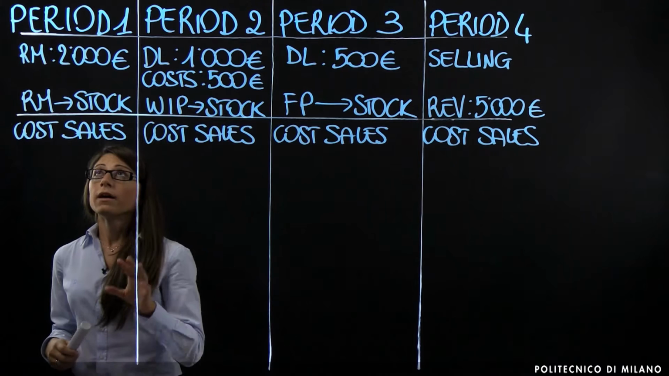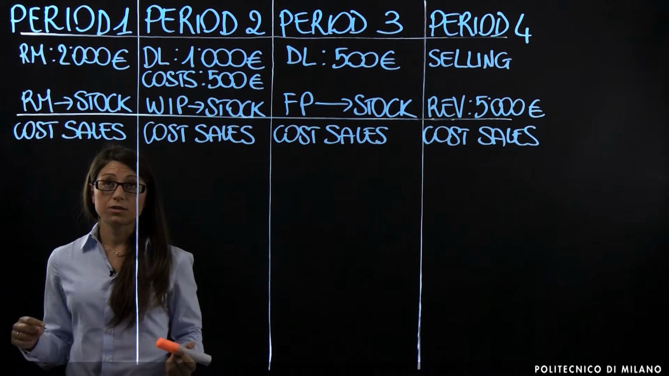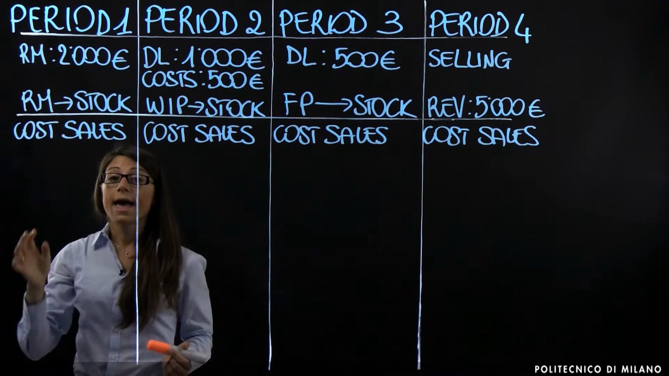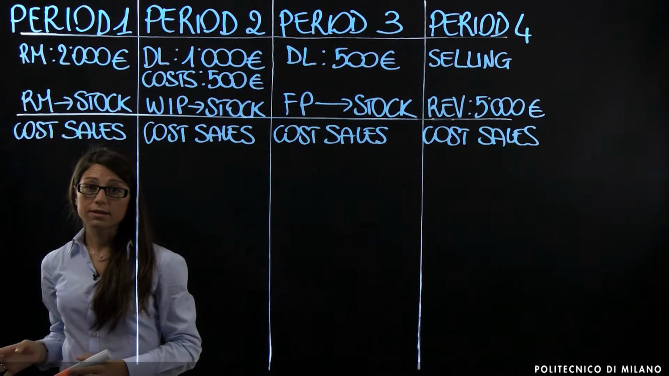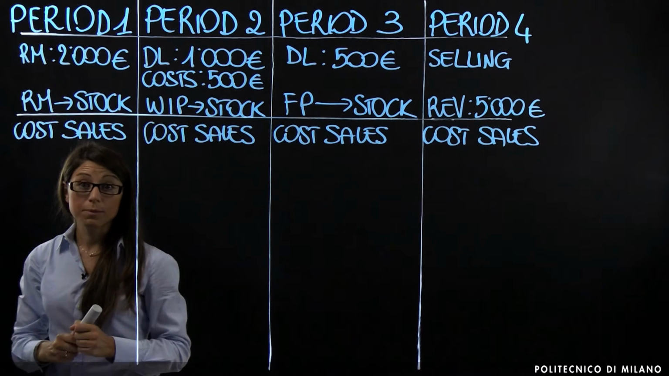where these periods can be either the week or the month of the year, we do not care. We are in period 1 and the company purchases raw materials during this period, and the value of these raw materials is 2,000 euros. At the end of the period, these raw materials are put in the stock. We are required to calculate the cost of sales.